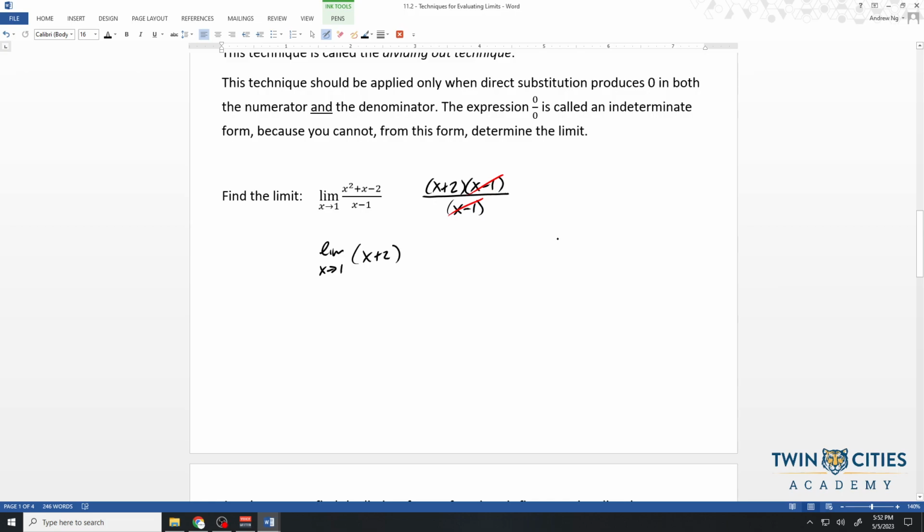Now I'm ready to go ahead and plug in my 1. This is going to be 1 plus 2. So this is 3, which tells me the limit as x approaches 1 of my original (x squared plus x minus 2) all over (x minus 1) is 3.